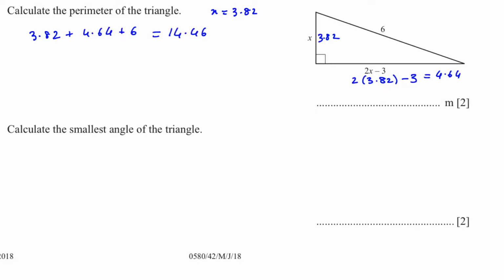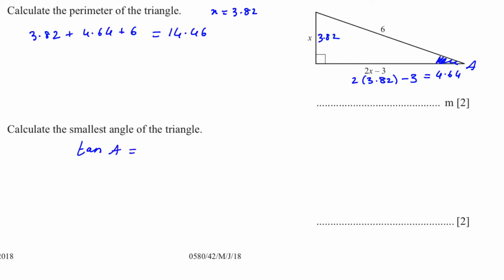The next question, calculate the smallest angle of the triangle. The smallest angle is always opposite the smallest side. So this is your smallest side, so the angle that is the smallest will be this one. You can use any of the trigonometric identities to find the angles. I'm using tan. Let's name it A.